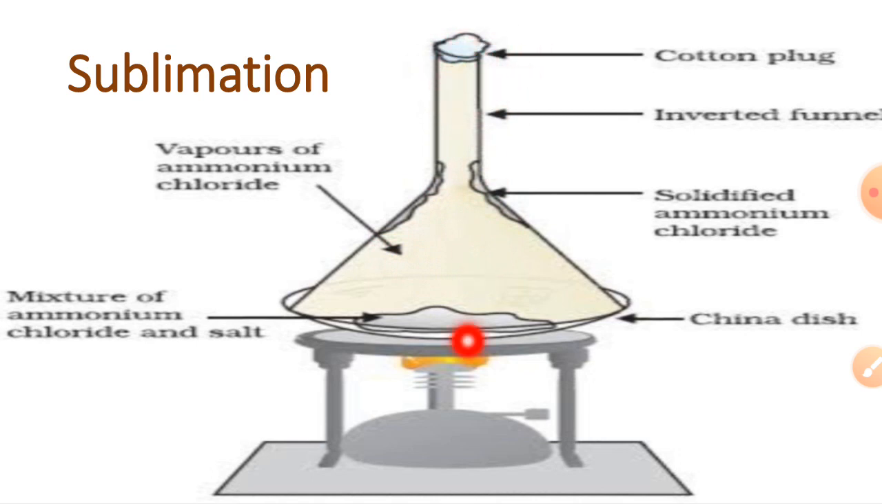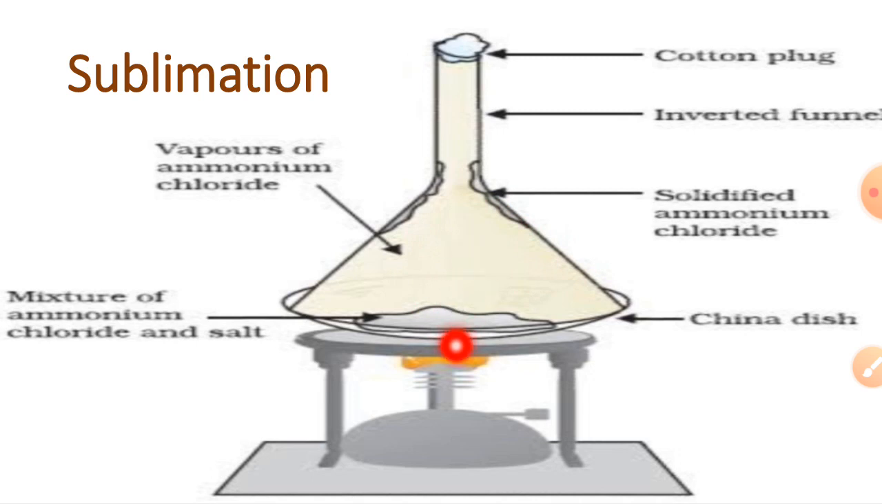Heat the china dish on a low flame, not a high flame. Observe the white fumes coming out of the mixture. What do you see? The white fumes start depositing as white solid on the inner wall of the inverted funnel. After a few minutes, stop the heating and allow it to cool. Now remove the funnel from the china dish and scrape off the white deposit of pure ammonium chloride.